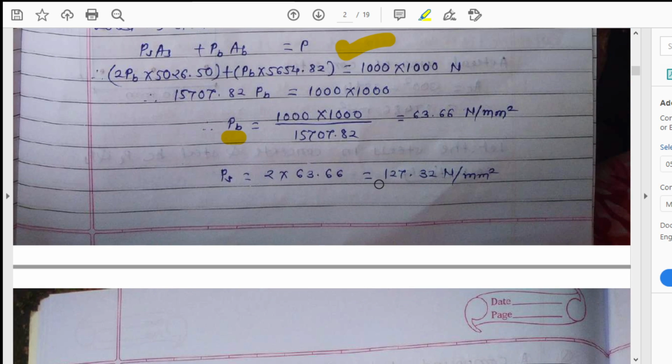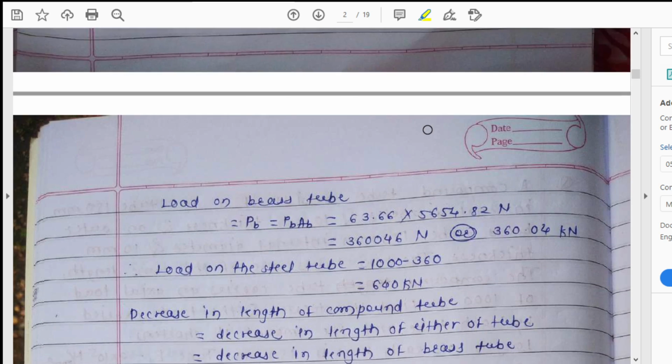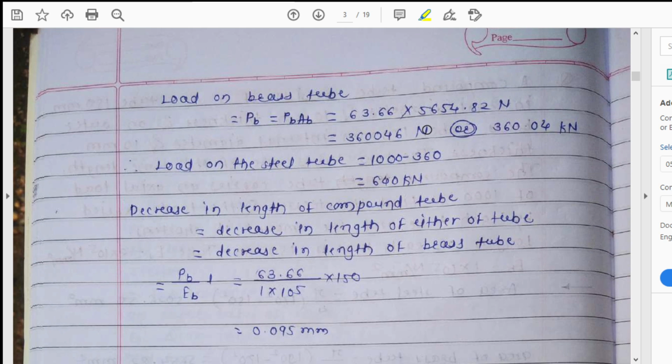Okay, you have got the value of PB as 63.66, and the area we have already calculated, so the load on the brass tube will be 360.04 kilonewtons. Now for the load on the steel tube, they have given that the total load is 1000 kilonewtons. So we have calculated the load on the brass tube. We can subtract that 360 from the total 1000 kilonewtons. We'll get the load on the steel tube as 640 kilonewtons.